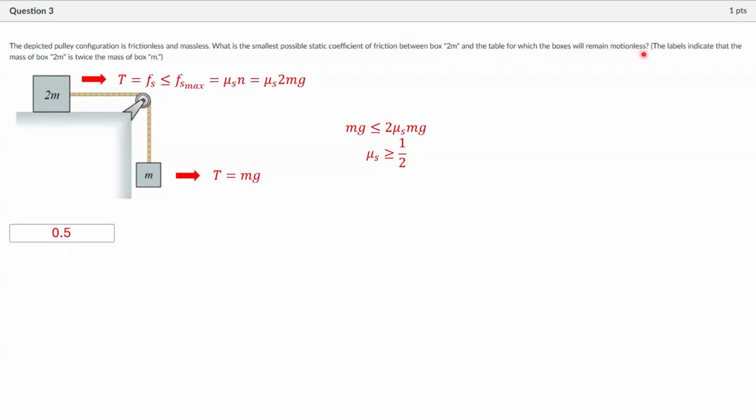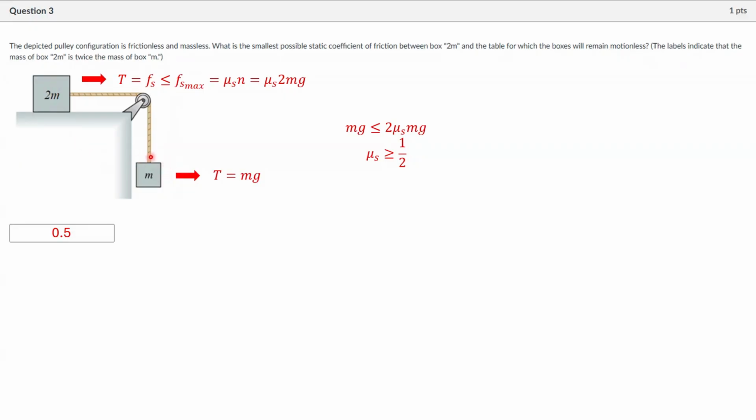For which the boxes will remain motionless. Note the labels indicate that the mass of box 2M is twice the mass of box M, in case that was not clear. So this thing has twice the mass of that thing. They're connected by a rope. This sits on a table. And what is the minimum coefficient of static friction for which this will remain in static equilibrium is what this question is effectively asking. So we can do this by considering both objects, box little m and box 2M.